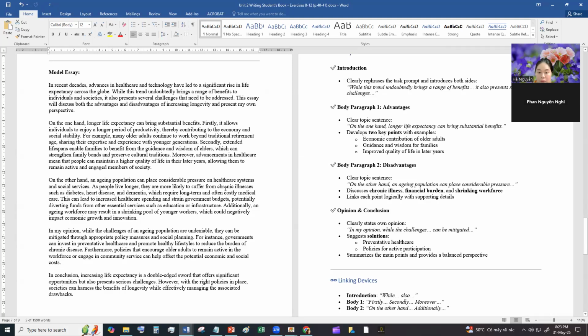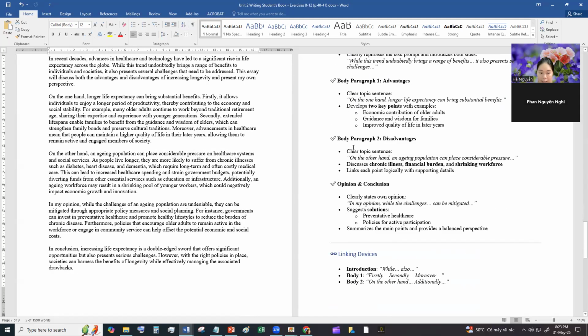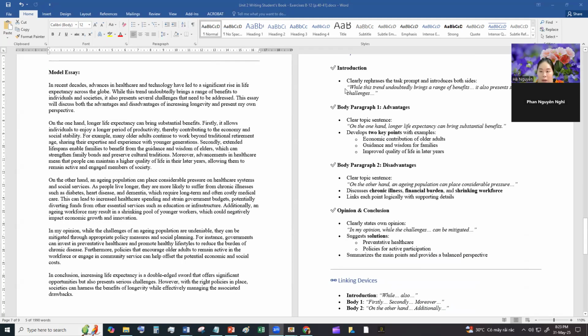I haven't read it yet. Okay, so let me see. Do we have enough time? Okay, just have a look. Yeah, so spend around 2 or 3 minutes. Have a look at the essay, and the reasons why this essay has a high band score are on the right side. So I will give you 5 minutes in total. Just have a look at the model essay and the analysis.